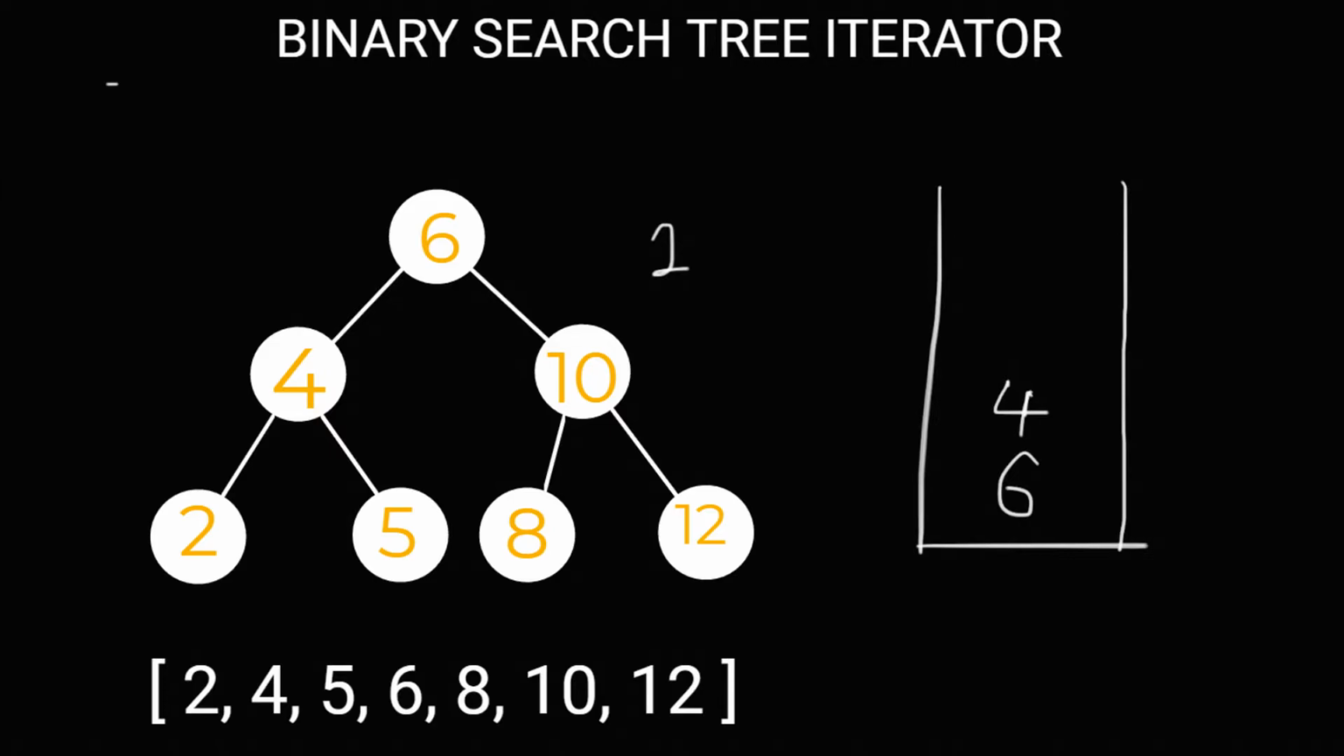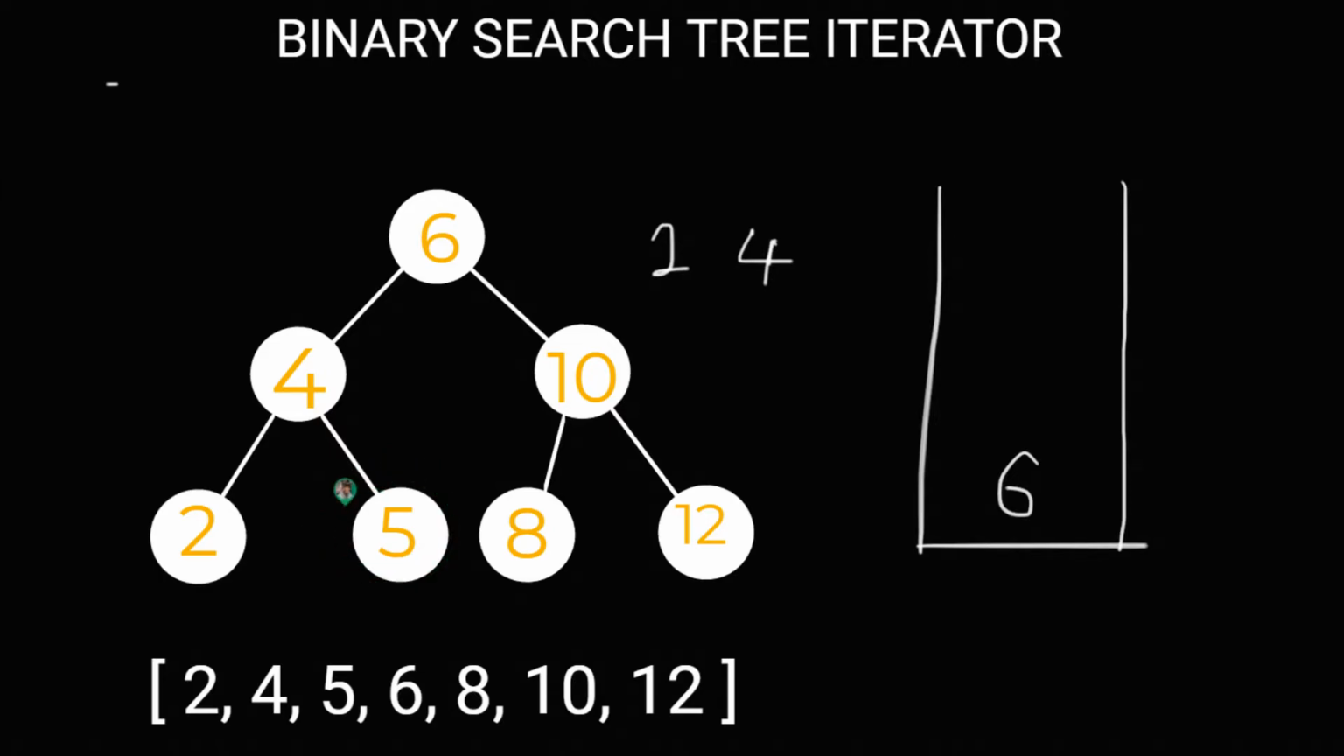In popping 4 out, we have to ask ourselves, does 4 have a right child? Of course it does, in this case. When we've popped 4 out, the next smallest value in the BST is not 6. The next smallest value is 5. It's the left node of the right child of 4.